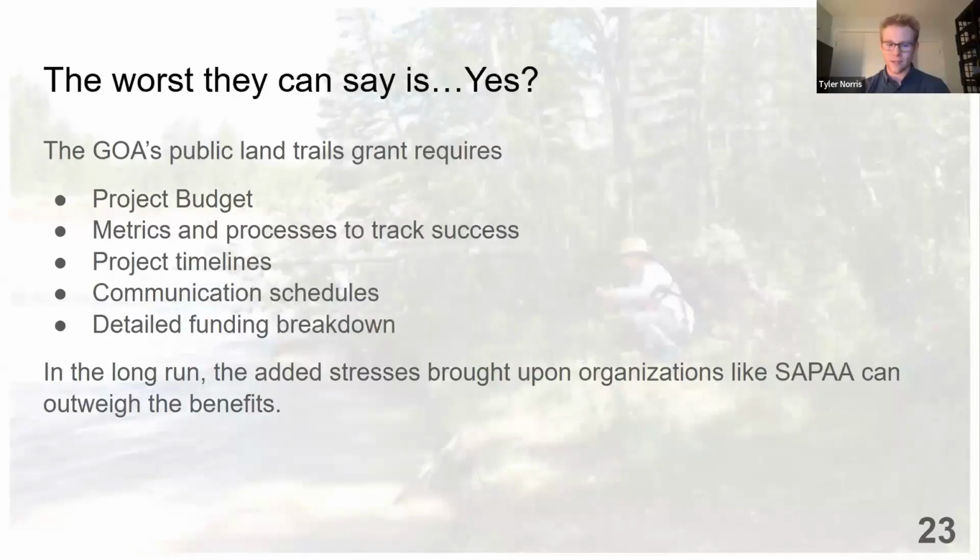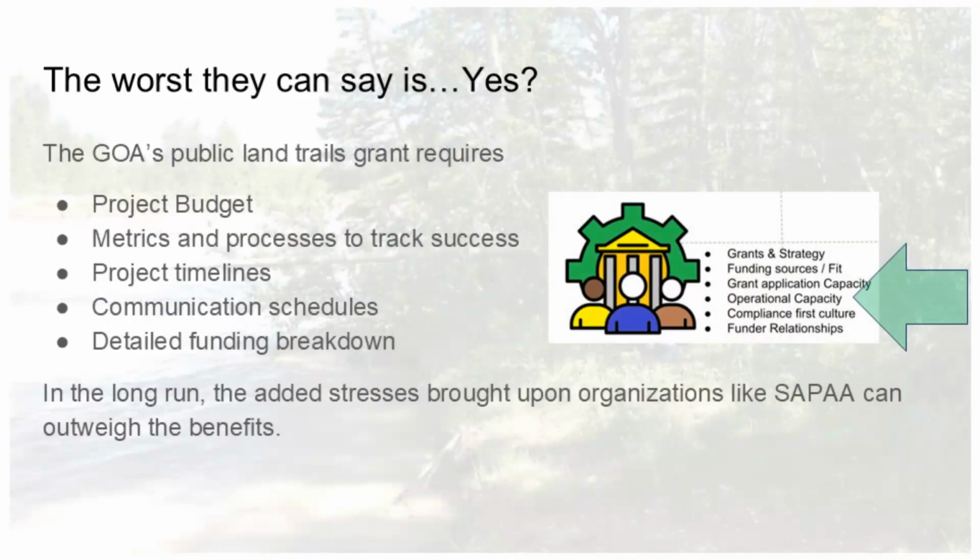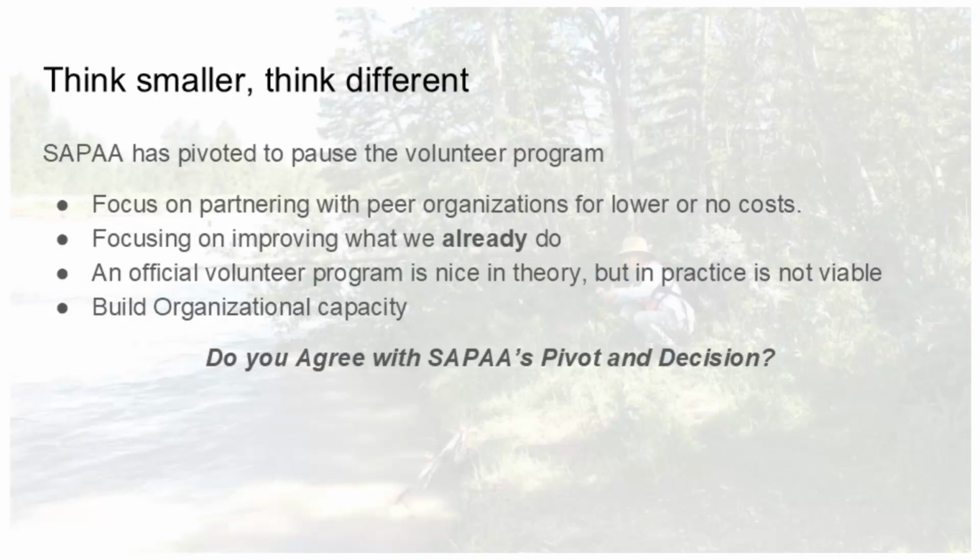While grants are out there, in some cases, maybe the worst they can say is yes. What I mean by this is the added responsibilities that come with a grant. So let's go back to the Government of Alberta's Public Land Trails Grant. They require a detailed budget of how funds will be allocated, qualitative metrics to track success, a deliverables timeline, and a comprehensive communication schedule. While these are all very fair things to ask for in terms of a grant, the added responsibilities that come from grants to nonprofits can be quite overwhelming and can sink us.